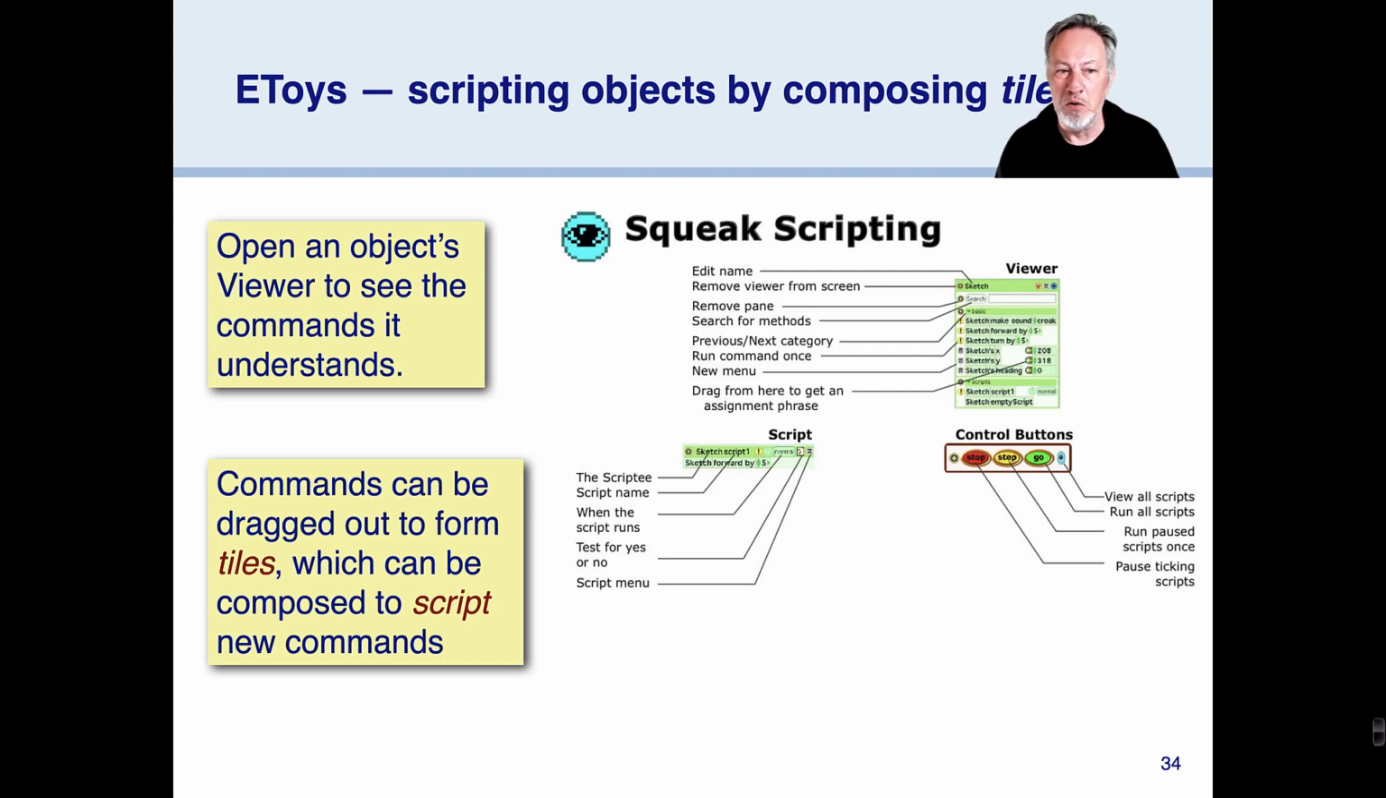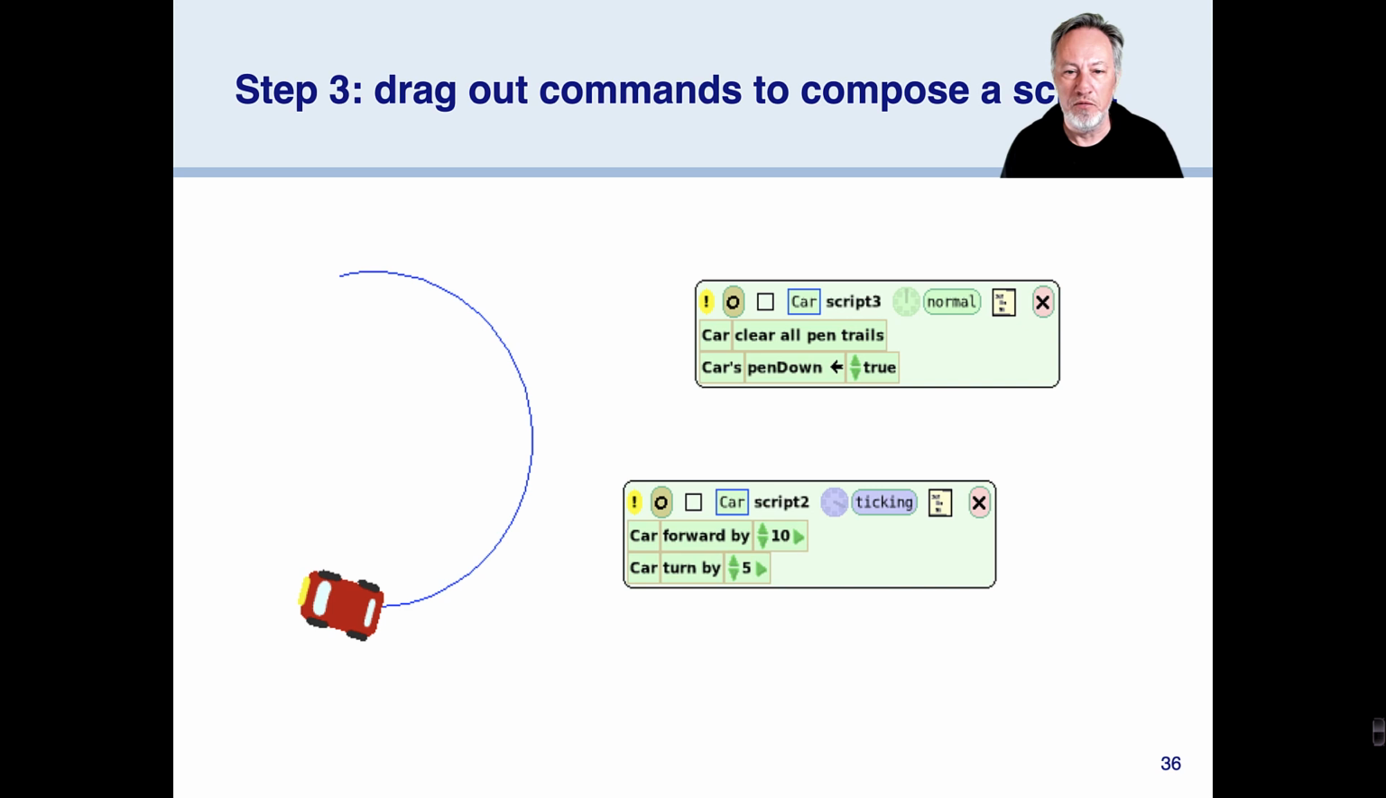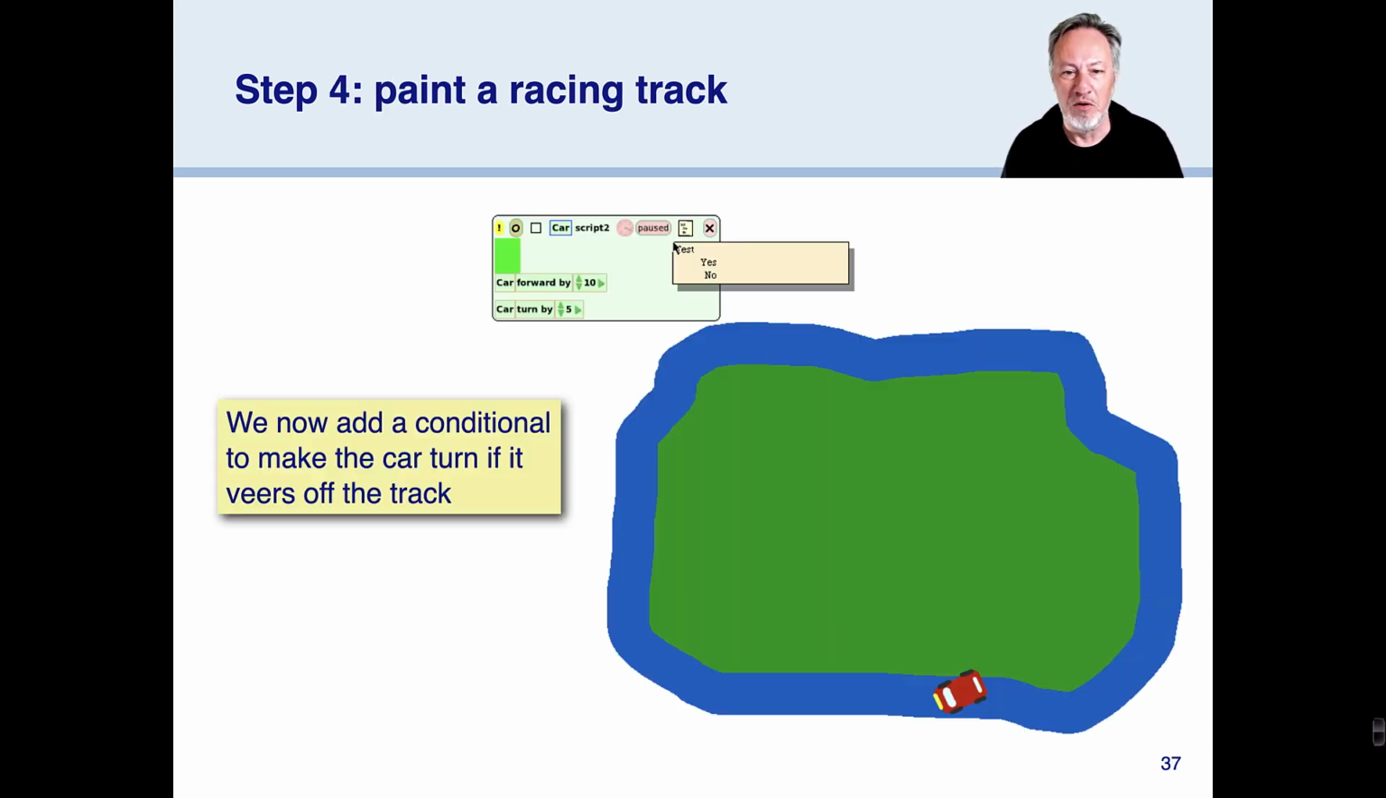So by opening the viewer, you can see all the commands that it understands. Each command is accessible through this menu. We'll see that in the demo. And you can drag and drop the commands into a script in order to compose a higher level script. We'll use these commands to make the car move. We'll compose scripts from these commands. Those will be reusable sets of macros, essentially, of composed commands.